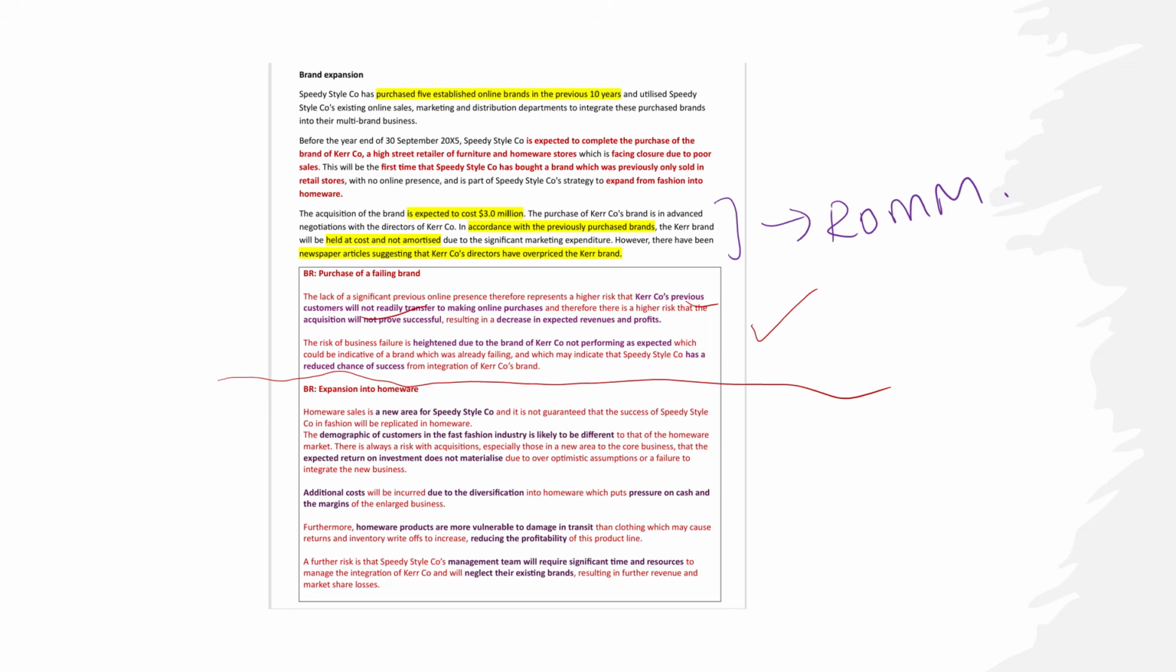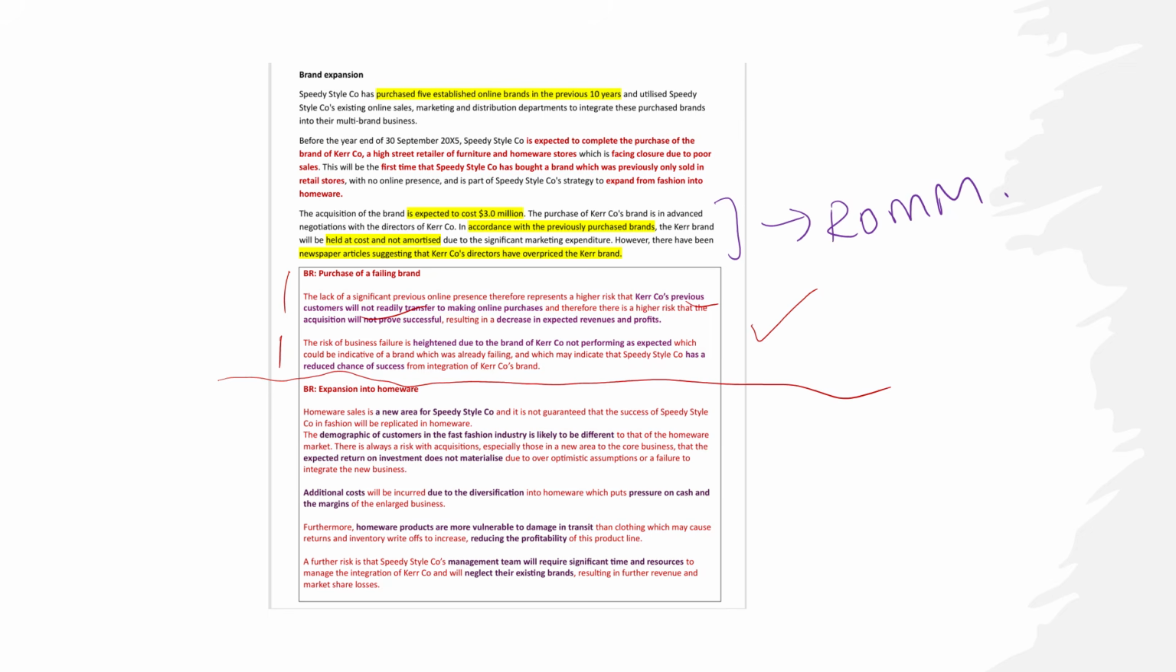So I get my implication mark and then I get my evaluation mark. The customer base is different. This brand is already failing. So combined, I'm concerned the acquisition is not going to be a very successful acquisition for this client.